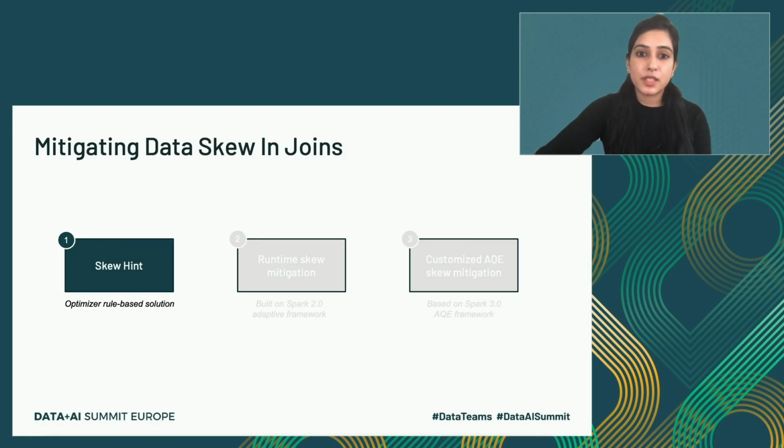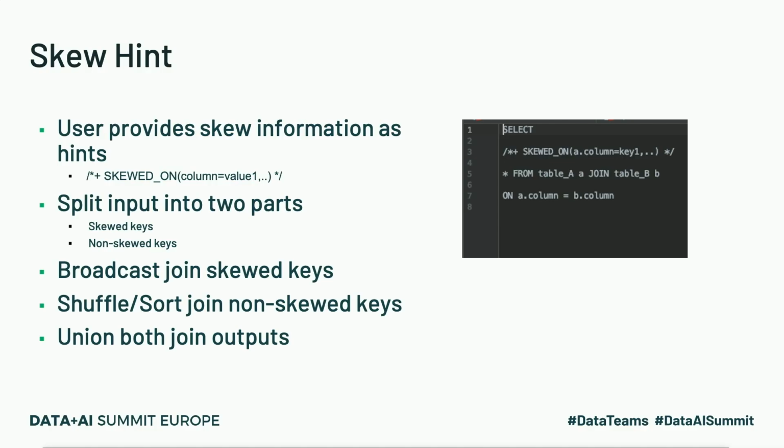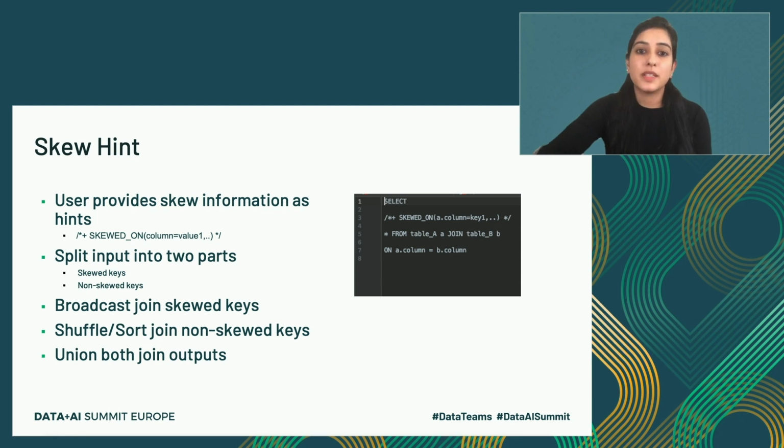The first solution, Skew Hint, is an optimizer's rule-based solution where the user provides us with skew information in the form of query hints. The way they would do that is by using the skewed on keyword followed by a list of column name and value pairs. Once we have the skew information, while planning the query, we split the input data into two parts. The first part containing the skewed keys and the other one containing the non-skewed keys. We then broadcast join the skewed keys and shuffle or sort merge join the non-skewed keys. And finally, union both the join outputs to obtain the final result.